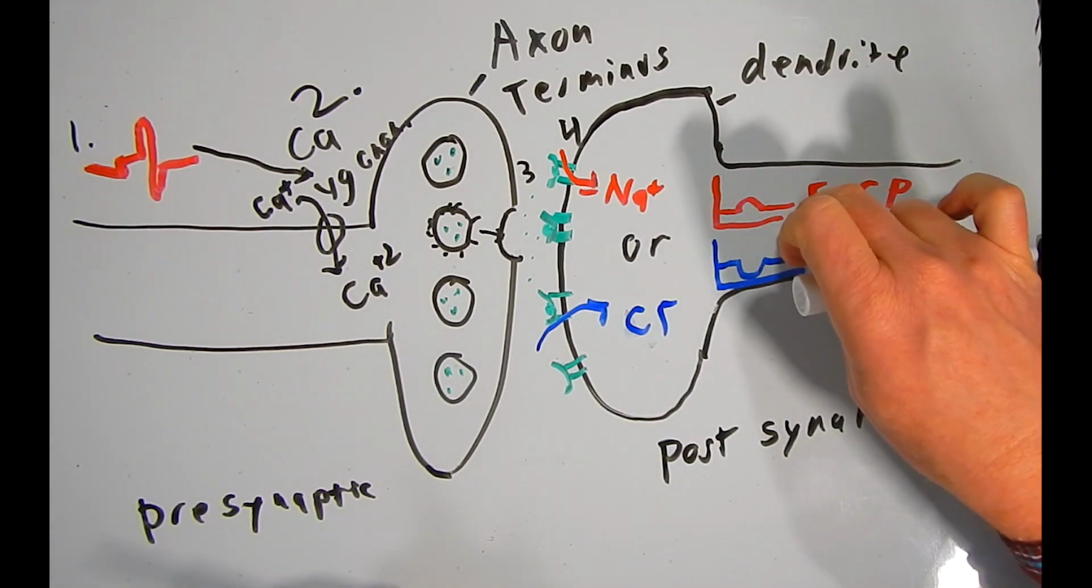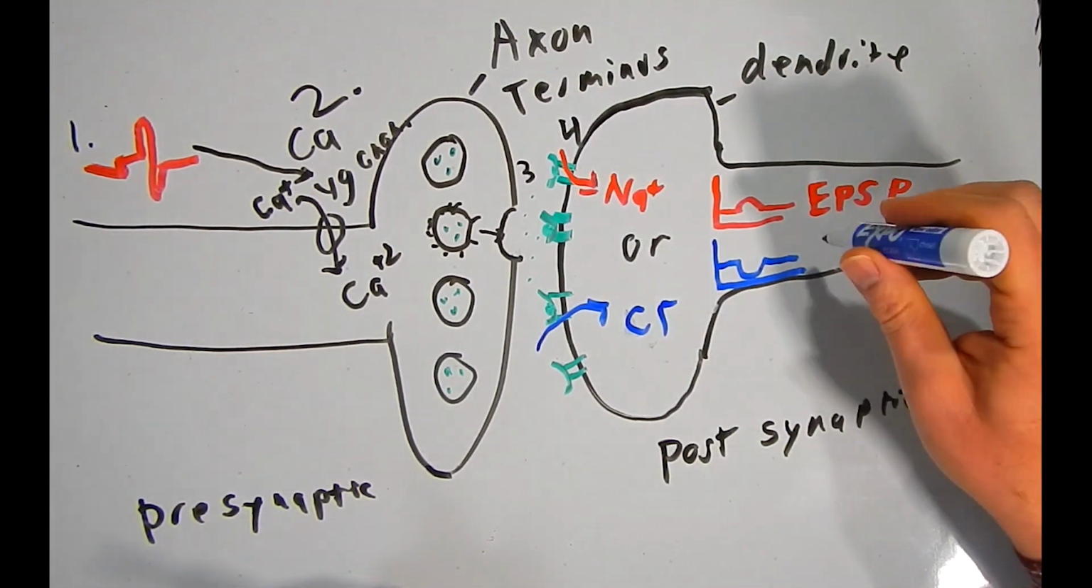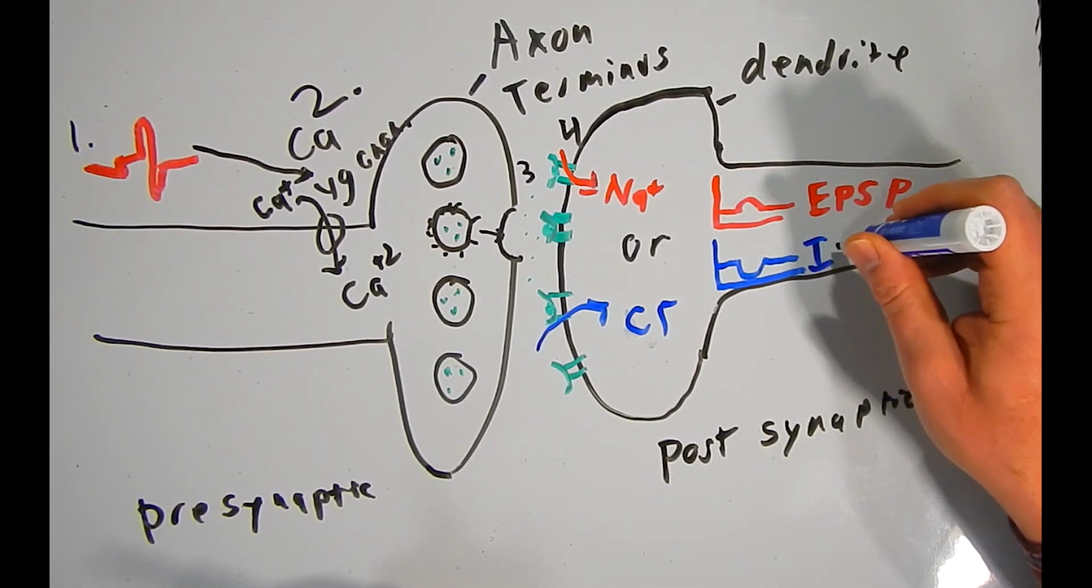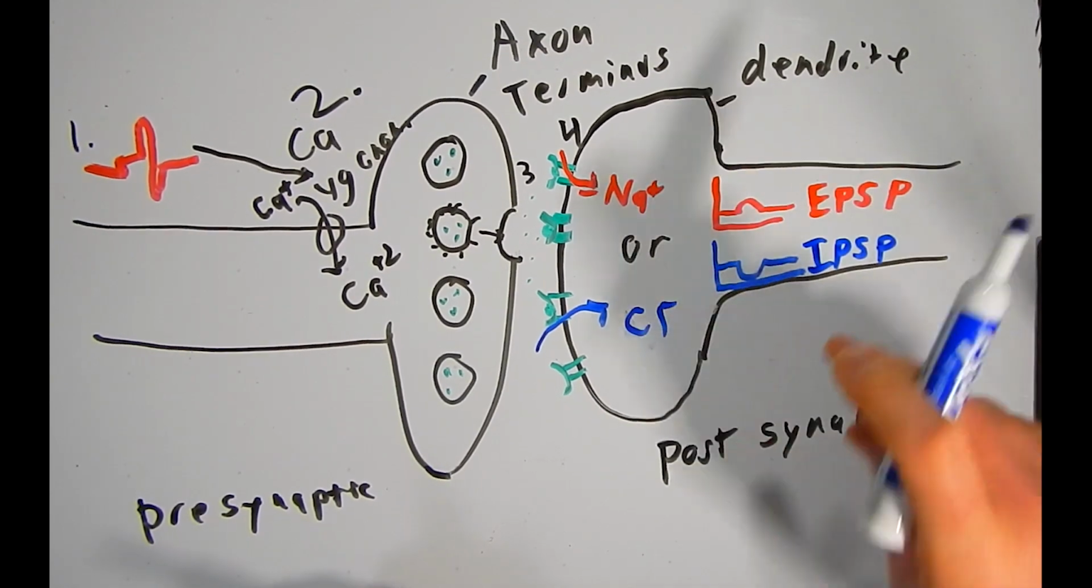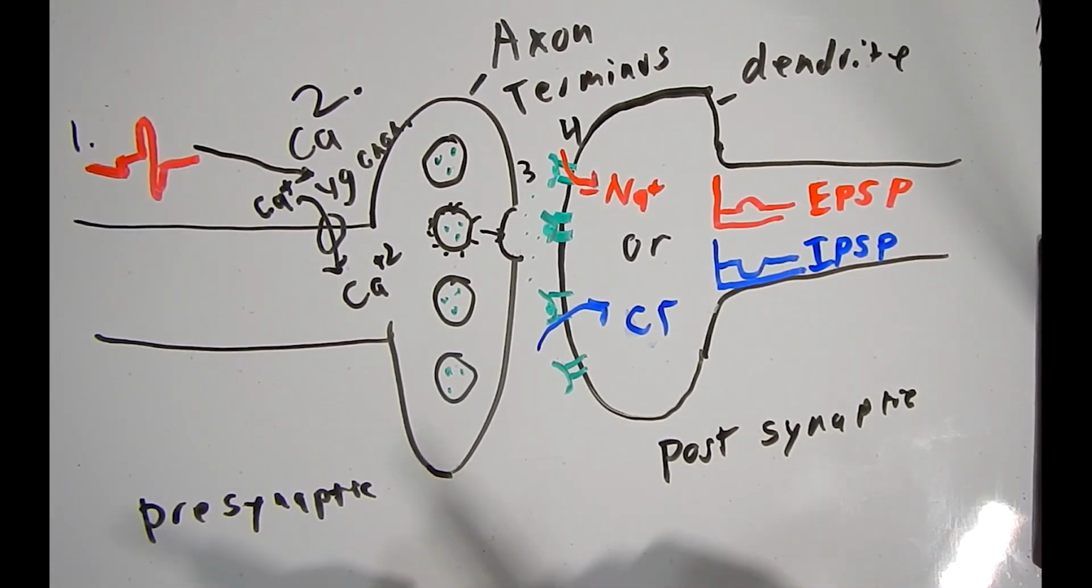The combination of these EPSPs and IPSPs arriving over at the axon hillock is what will determine whether or not that postsynaptic neuron will fire its action potential. And that brings us to the start.